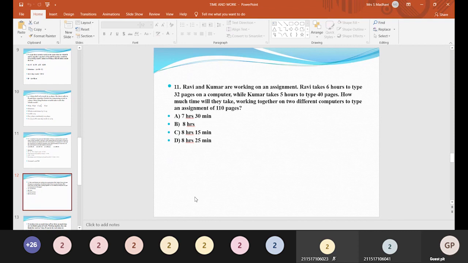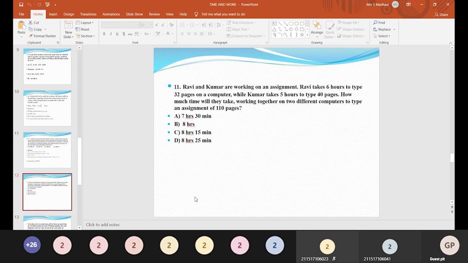Now coming to the 11th problem: Ravi and Kumar are working on an assignment. Ravi takes 6 hours to type 32 pages on a computer, while Kumar takes 5 hours to type 40 pages. How much time will they take working together on two different computers to type an assignment of 110 pages? The options are 7 hours 30 minutes, 8 hours 15 minutes, or 8 hours 25 minutes.